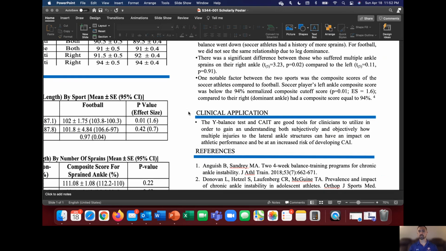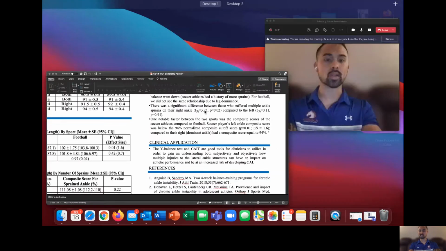tools for the clinician to use in order to gain understanding of both subjective and objective measures, and of how multiple injuries of the lateral ankle structures can have an impact on athletic performance and increase the risk of developing chronic ankle instability.